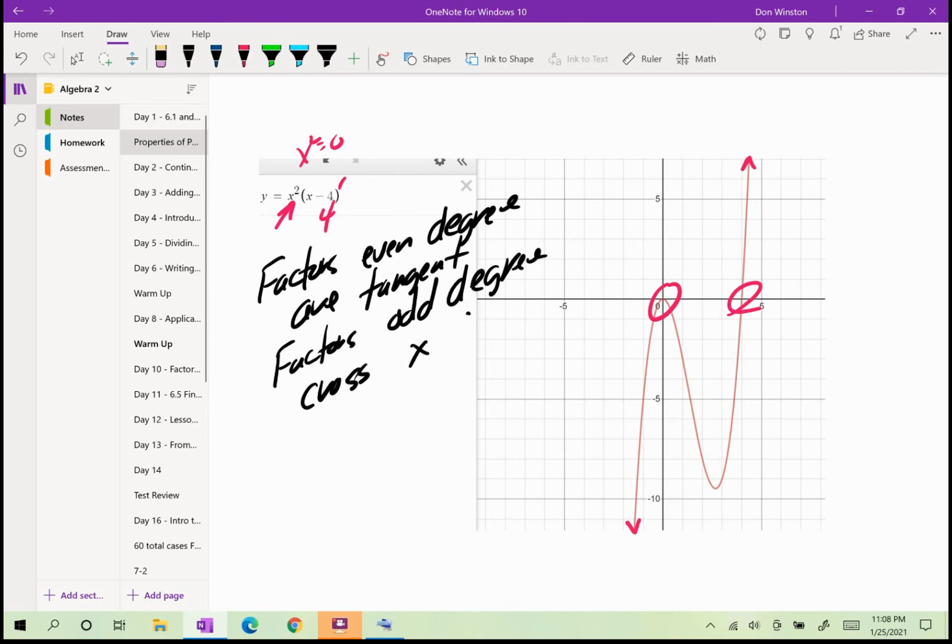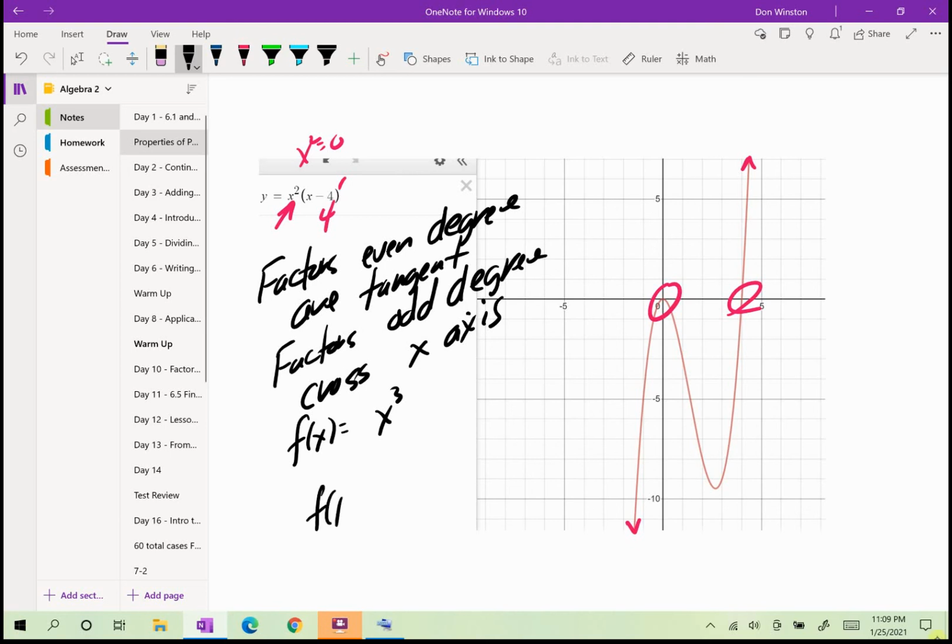Okay, if I have a function like f of x equals x cubed, if you take a positive and raise it to an odd power, you'll get a positive. But if you take a negative and raise it to an odd power, you'll get a negative. 1 times 1 times 1 is 1, but negative 1 times negative 1 times negative 1 is negative 1, which means that graph is going to have to cross the x-axis as it goes from negative to positive. It's going to have to cross.